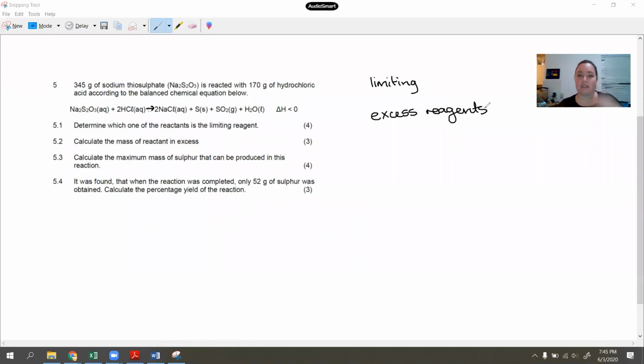So when we deal with limiting and excess reagents, if you're short of one of the things, you're only going to be able to make less product. The limiting reagent in our household tends to be either sugar or eggs. They get run out of first. So the limiting reagent is the substance which limits the amount of product that can be made. Excess reagents, you have more of it than you need.